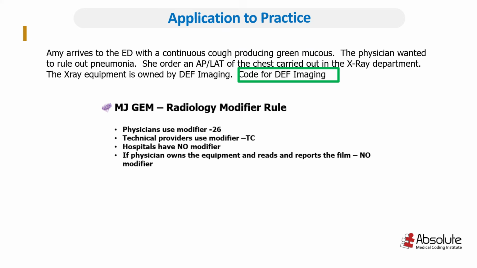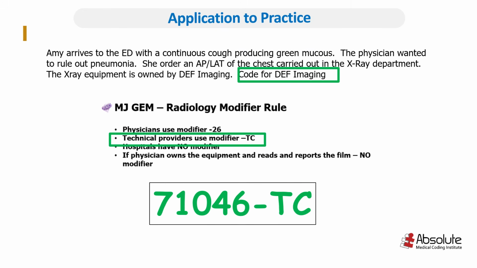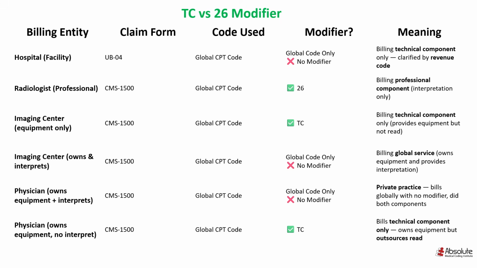All right. So the X-ray equipment is owned by DEF Imaging. Code for DEF Imaging, right? So look at this, code for DEF Imaging. Right away, we knew what to do. And also, I want to tell you, there's a lot of instructors out there who are telling you to just kind of skim, read the last question, and then do the answers. Don't you dare. An AMCI student better read all of that documentation. And you know how we do things at AMCI.